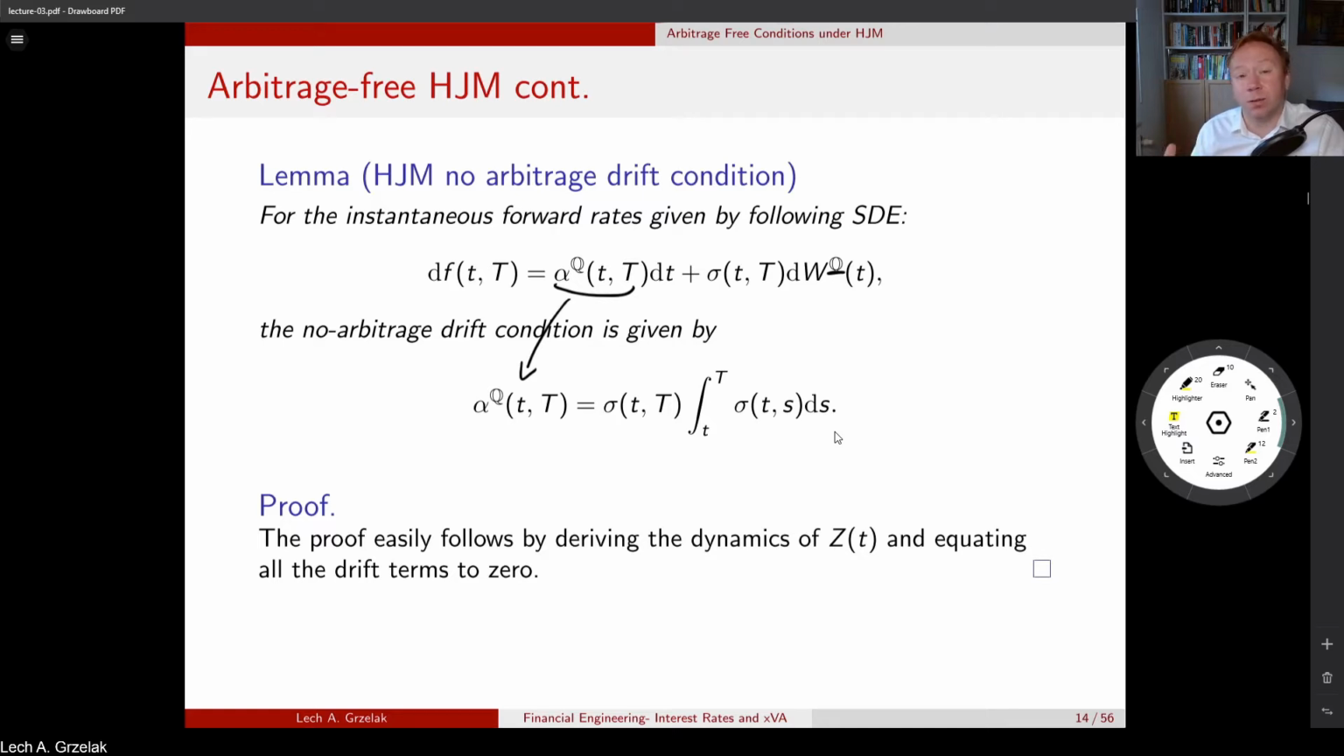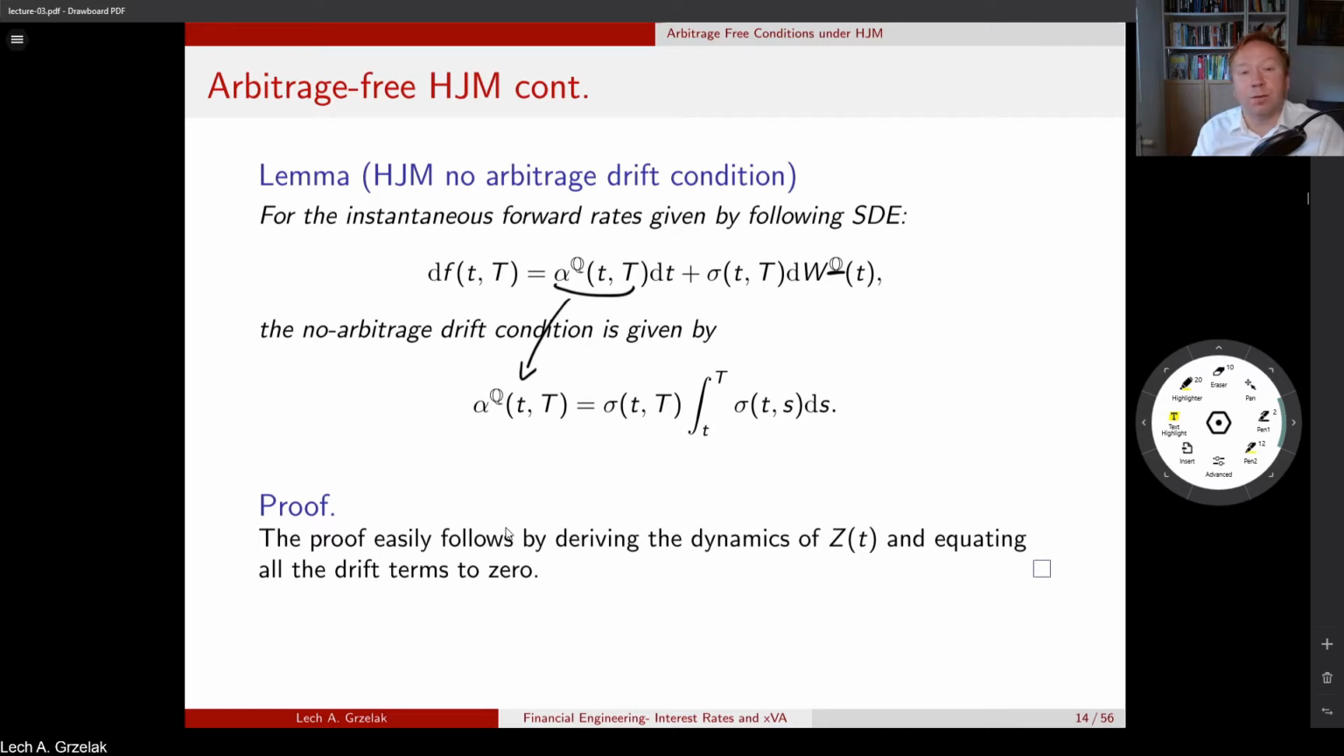Once we define this volatility, then we know the dynamics for the instantaneous forward rate is arbitrage free. This is very important, because if somebody, for example, estimated this alpha from historical data, it doesn't really matter. What matters is only the volatility and uncertainty. I will leave the proof outside of this lecture.